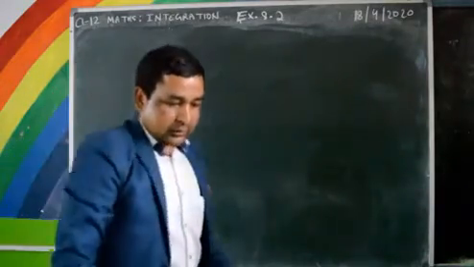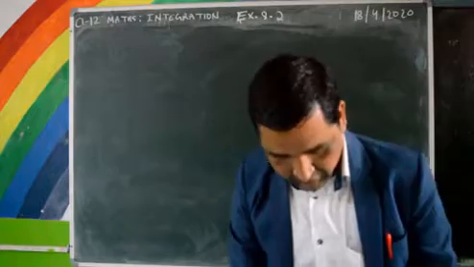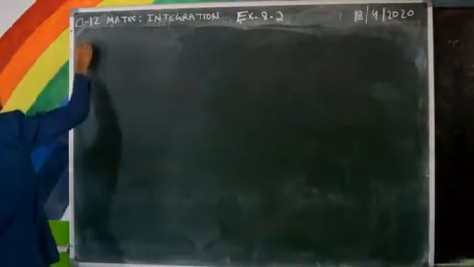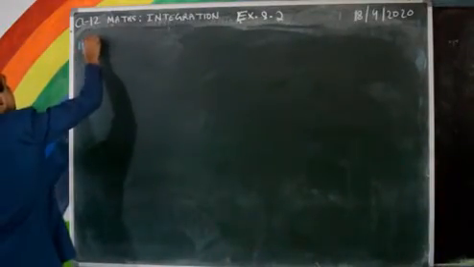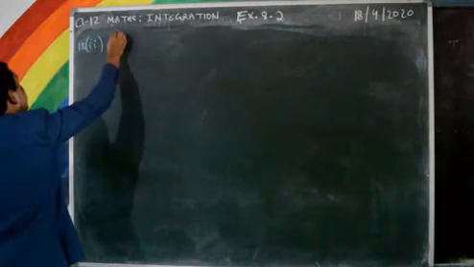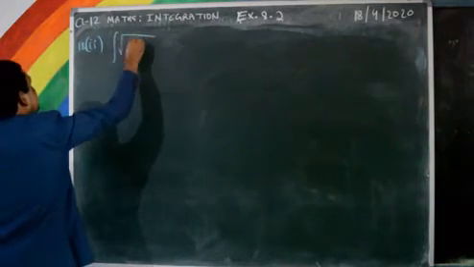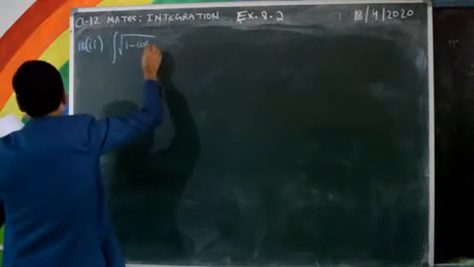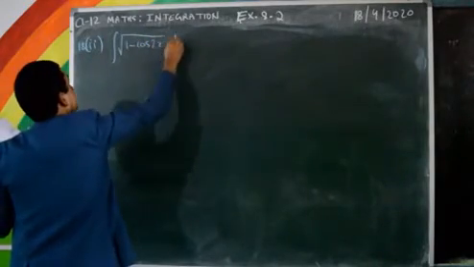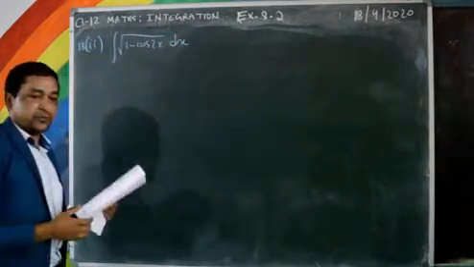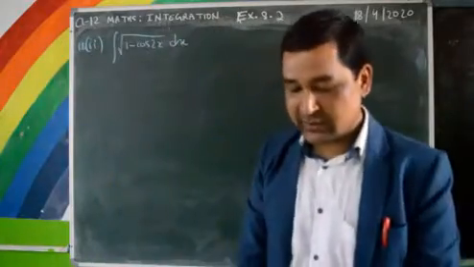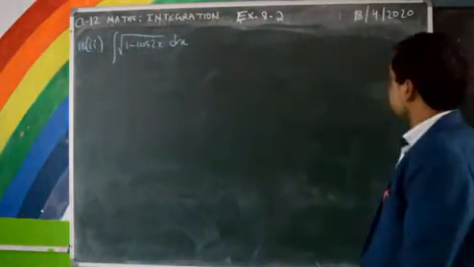Okay, now question number 18.2. Integration of root 1 minus cos 2x. This is very easy if you know the formula, because first we need to simplify the integration questions.